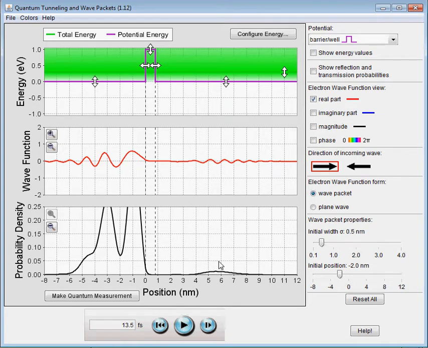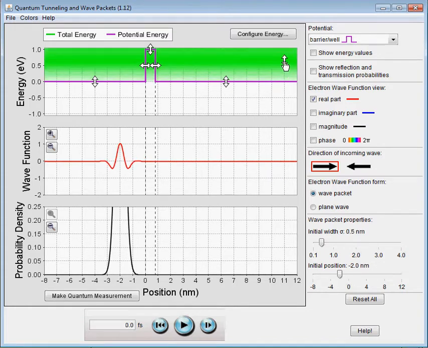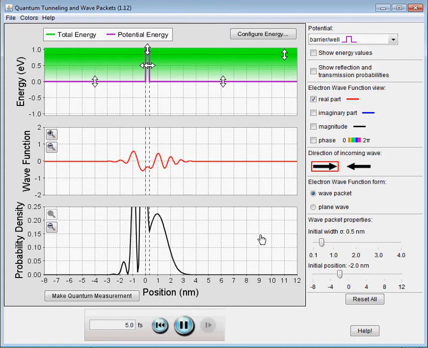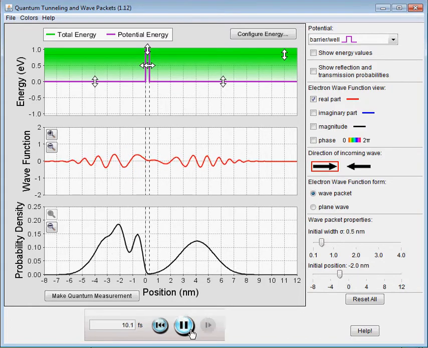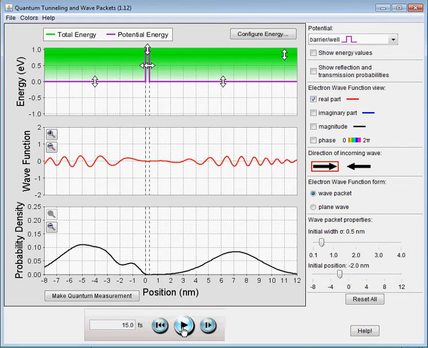This is according to quantum physics. Now that probability will increase if the energy is closer to the barrier height. The total kinetic energy of the particle is closer to that barrier height, and if it's a thinner barrier. Okay, so let's take a look at this simulation. In this case, there's a very large probability that the particle will make it through the barrier.